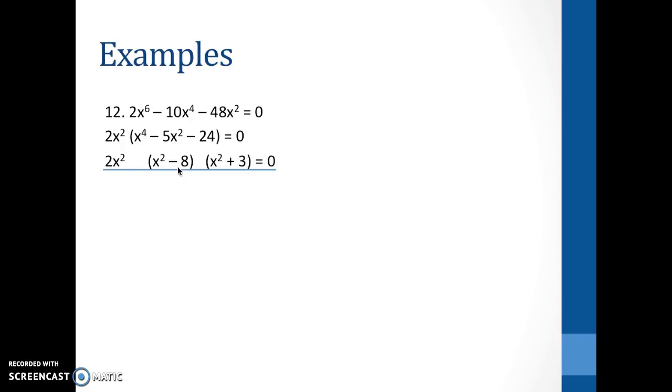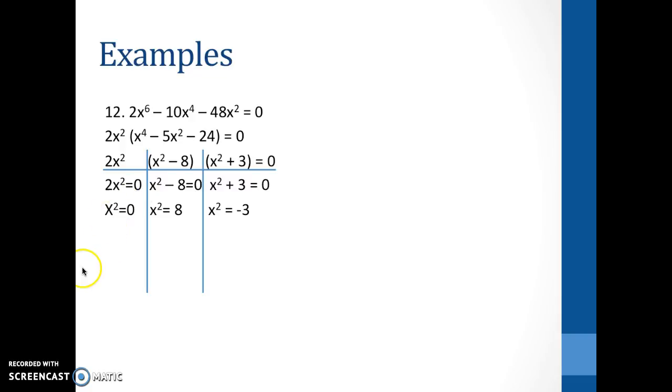So we go ahead and draw our chart, separate it out so we can set each one equal to 0. So I have 2x squared equals 0, x squared minus 8 equals 0, and x squared plus 3 equals 0. I'm going to solve for x in each. For 2x squared equals 0, I divide both sides by 2, and I'm left with x squared equals 0. Next, x squared minus 8 equals 0. I add 8 to both sides, and I'm left with x squared equals 8. Same thing for x squared plus 3 equals 0: subtract 3 from both sides, and I'm left with x squared equals negative 3.